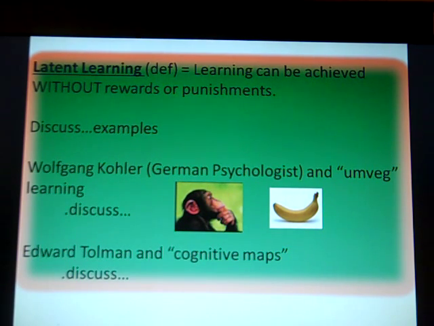He says that we learn by creating mental representations of things or objects in physical space. Okay, so there's your definition of a cognitive map. Write that down. A cognitive map is a mental representation of objects or things in physical space.